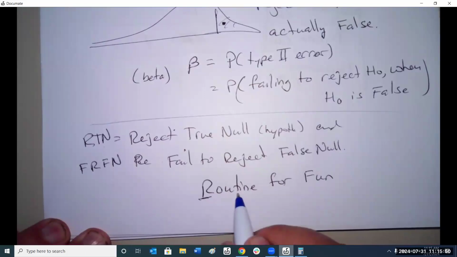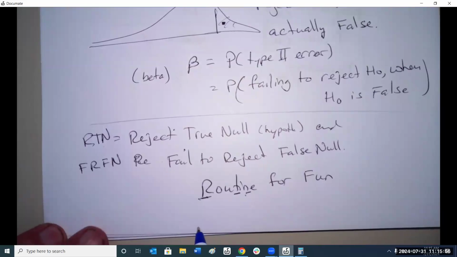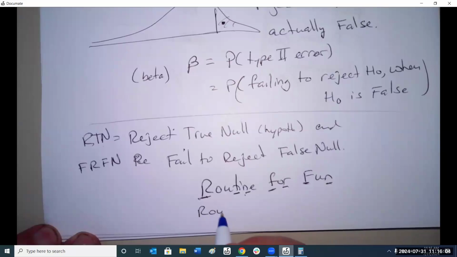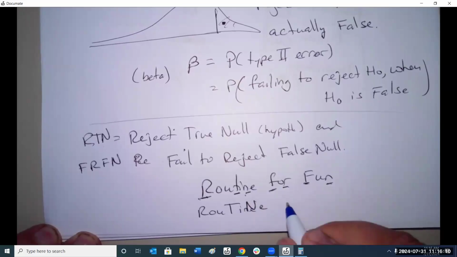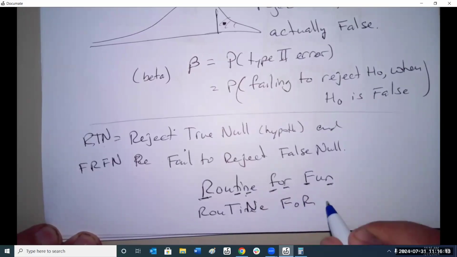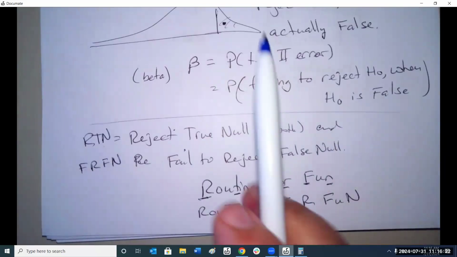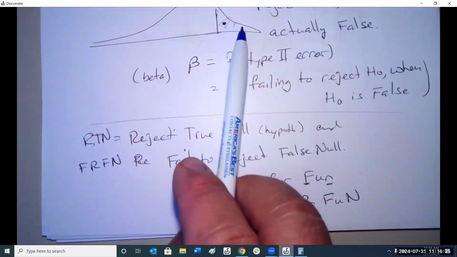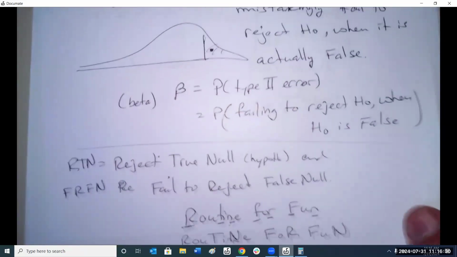Reject, R-U-T-N, routine, the consonants. For fun. So it's routine for fun. Or you just think about it as the opposite. If it's supposed to be rejected and you don't, and it's supposed to be kept and you don't, just look at it that way. Just look at two possibilities.